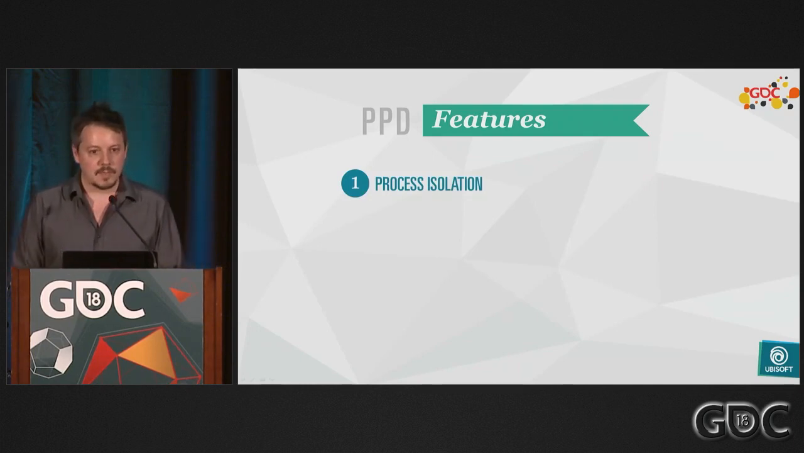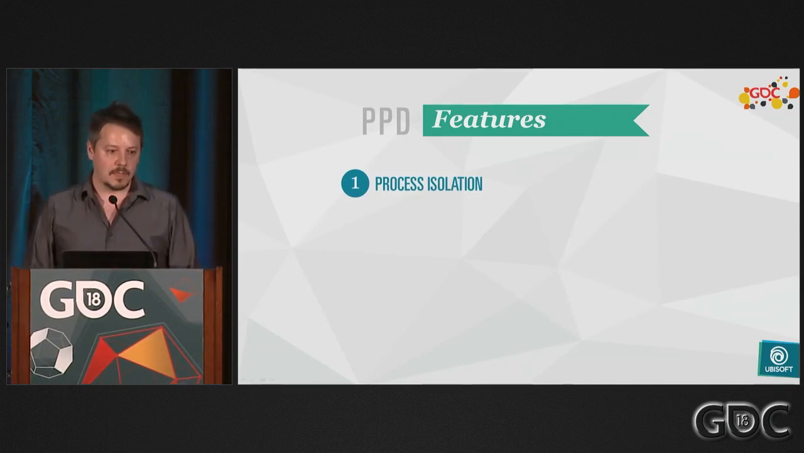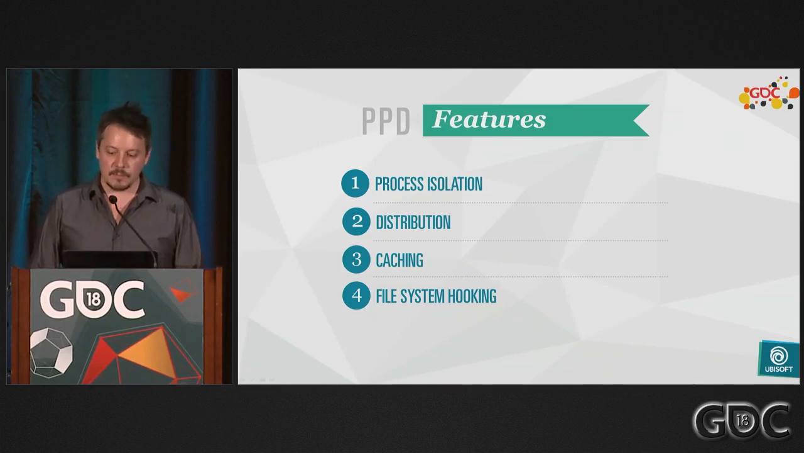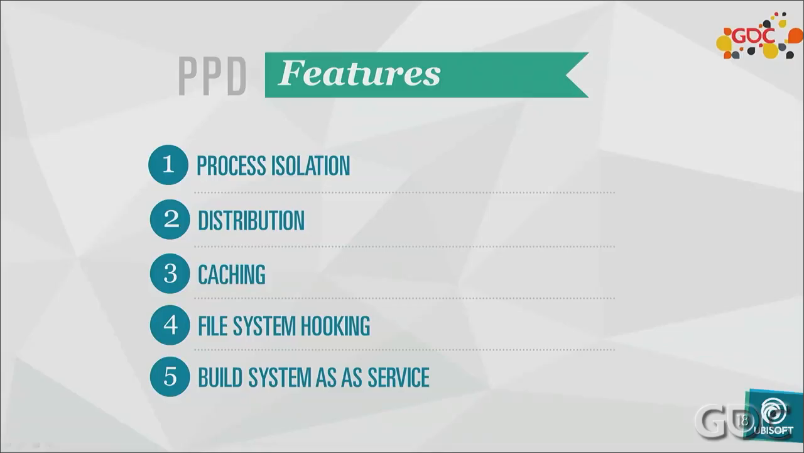The first one is process isolation, or how to run a build in a separate process. Then build distribution, how to run a build in a separate process on another machine. Caching, how to get build results out of a central network location. File system hooking, which provides sandboxing and third-party executable distribution. And finally, build system as a service, which provides just-in-time compilation and live editing.